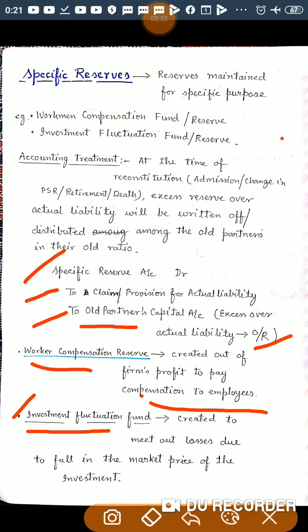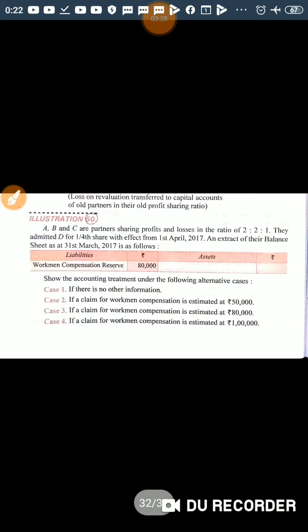But if the fluctuation is negative, for example, the investment book value is 1 lakh and at the time of admission or reconstitution of partnership, the market price of the investment is 80,000. So there is a negative fluctuation, a fall in the market price of rupees 20,000. This fall of 20,000 in market value of the investment will be compensated by this investment fluctuation fund. And if any amount is left in the investment fluctuation fund, then that will be distributed among the old partners in their old ratio. You can understand this better with an example.